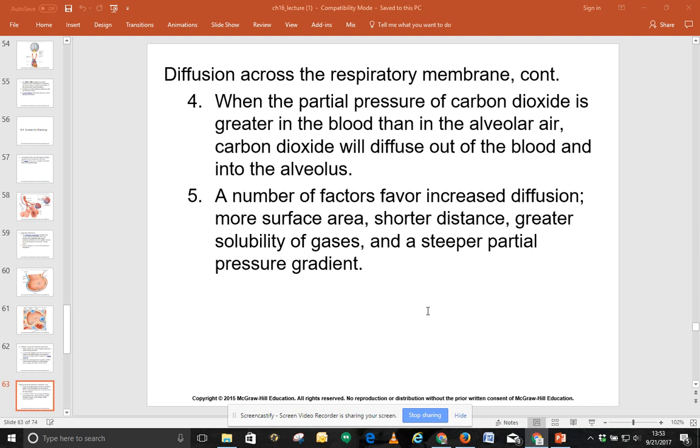So the diffusion will have a bigger playing field to play on, so it'll diffuse faster. The shorter the distance, so if there's no injury or remodeling or damage to the alveoli, the distance between the capillary bed and the membrane to the alveoli is going to be short. You're going to have fast exchange, which is a good thing. The greater the solubility of the gases, the faster they diffuse. And a steeper partial pressure gradient is going to make them diffuse faster.